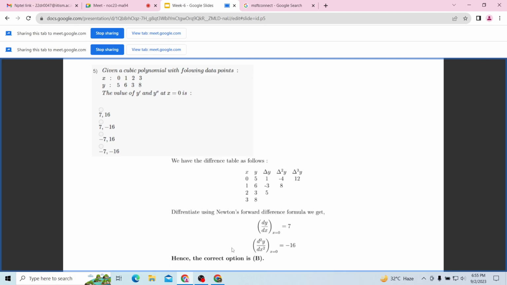And just apply Newton's forward difference formula for the derivative of y with respect to x. We have to calculate y dash at x equals 0. So put in that formula, just substitute x equal to 0. So you'll get 7. Similarly, for the second derivative at x equals 0, substitute in the formula, you will get minus 16. Okay, so the correct option is B.